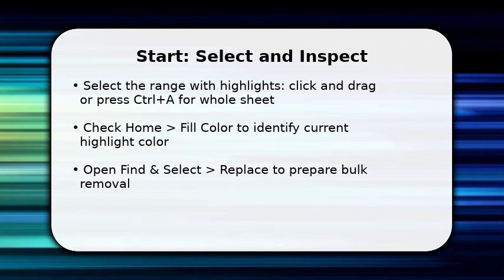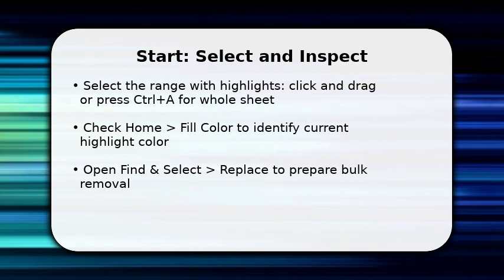You begin by selecting the cells that contain the highlight you want removed. This targets only affected areas and speeds the process. Once selected, look at Home, Fill Color to confirm the specific shade, because Excel treats colors differently.